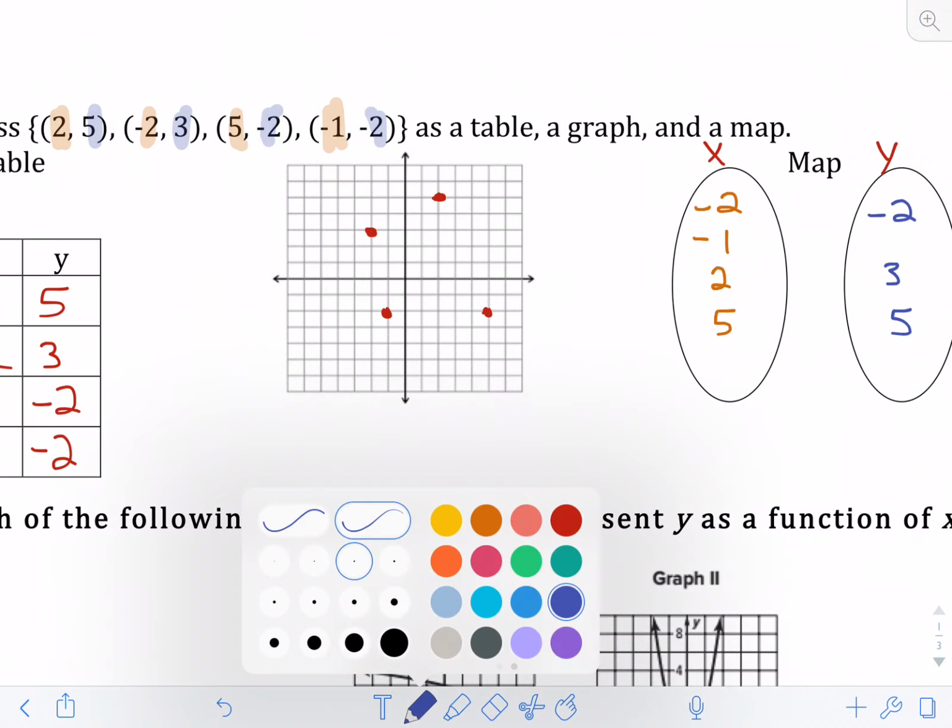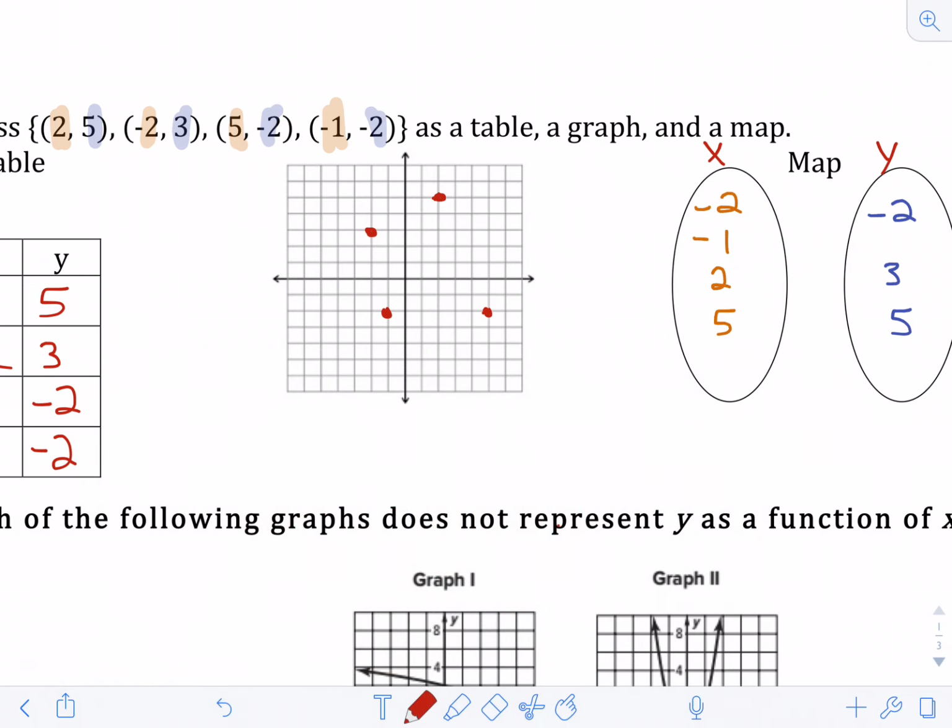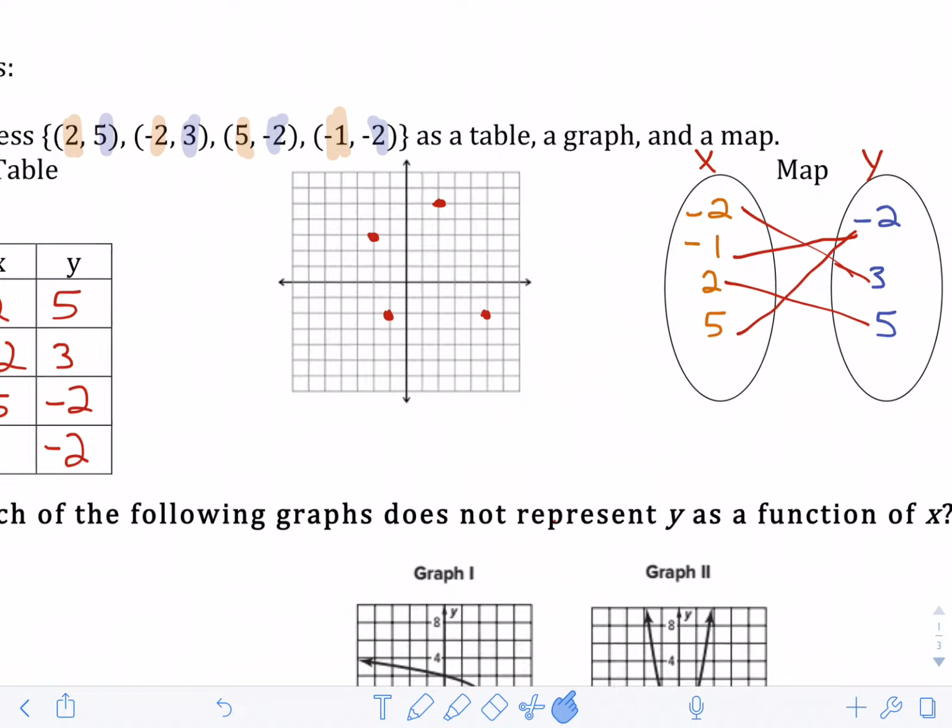And then what you do here now is you order them up. So 2 goes with 5, so bloop, like that. -2 goes with 3, so bloop, like that. 5 goes with -2, so bloop, like that. And then -1 goes with -2, so bloop, like that. And that's it. So again, that is a relation because that is a set of ordered pairs.